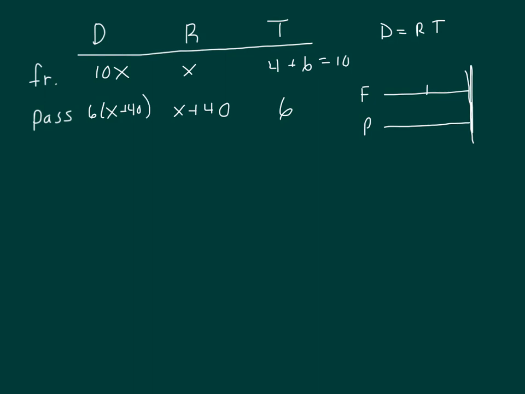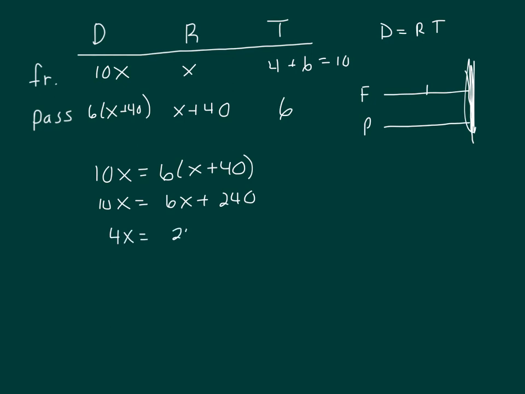And when that passenger train passes the freight train, their distances are the same. So we want to set these two distances equal to each other. 10x equals 6 times x plus 40. So 10x equals 6x plus 240. Subtract 6x from both sides. 4x equals 240. X equals 60.